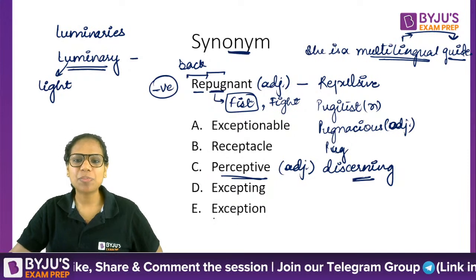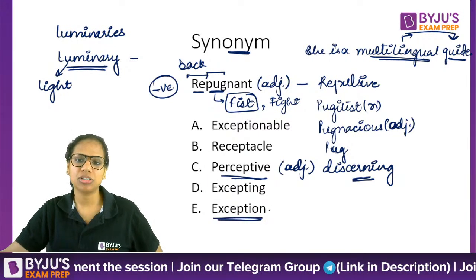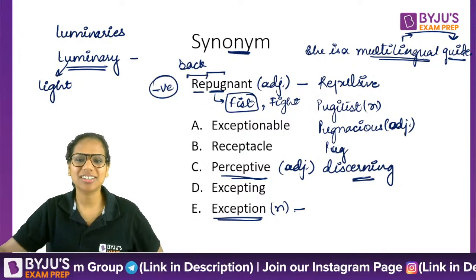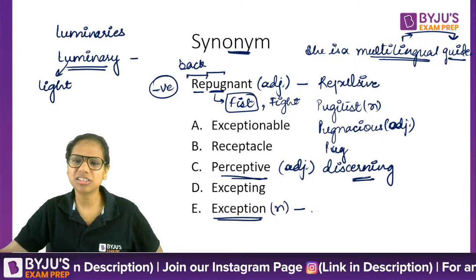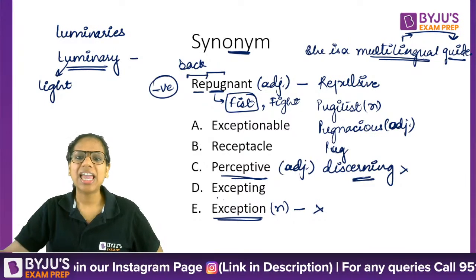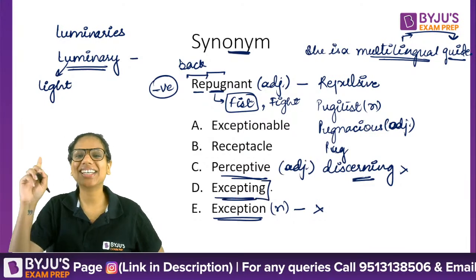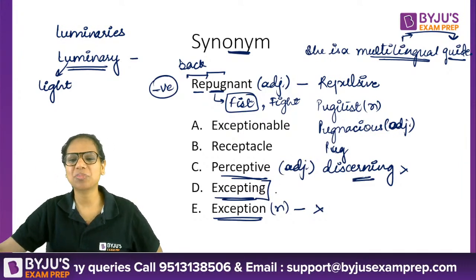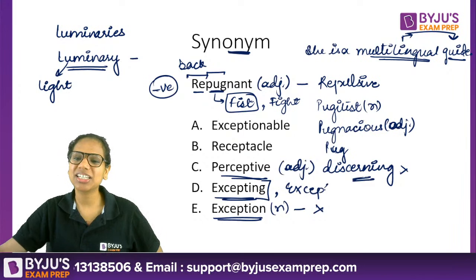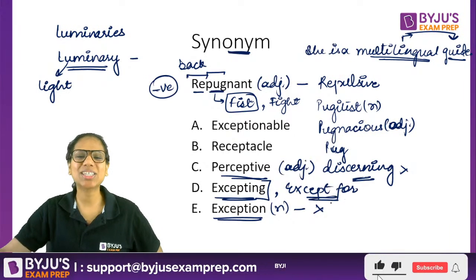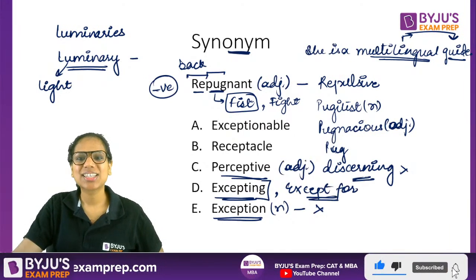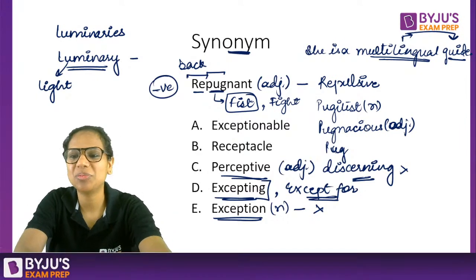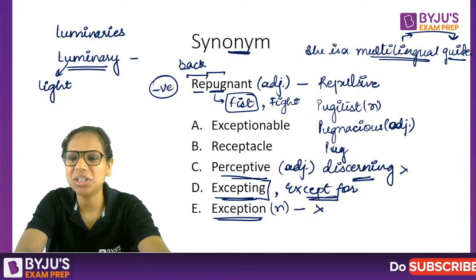Now, exception. That means something that does not follow the norm, right? So exception also does not fit here. Accepting. Remember we did this in our cloze test in grammar when I was telling you that accepting means except for. It is nothing but a fancy word for except for. So again, this does not fit. So what should be the answer then? Between A and B, I think now you can very easily tell me.